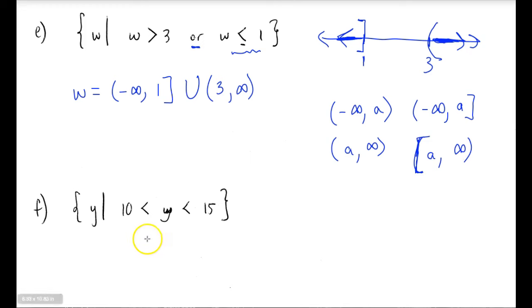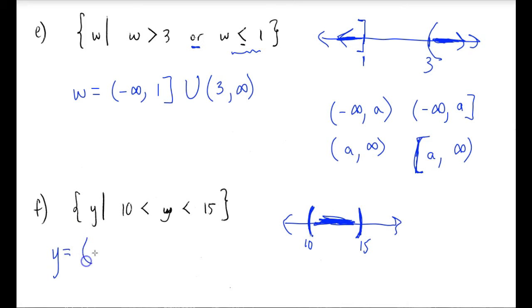All right, so moving on to example F. We see that this is the set of all numbers y, where y is strictly in between 10 and 15. So if we were to draw that out, that would simply look like this. We want numbers that are strictly in between 10 and 15. So we would have all these numbers in here. If we were to write this out in interval notation, it would just look like this. Parenthesis on either end and 10 and 15.